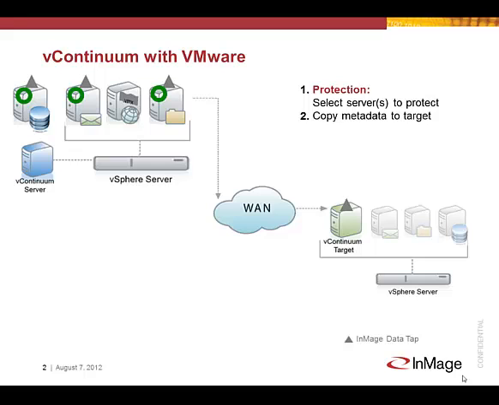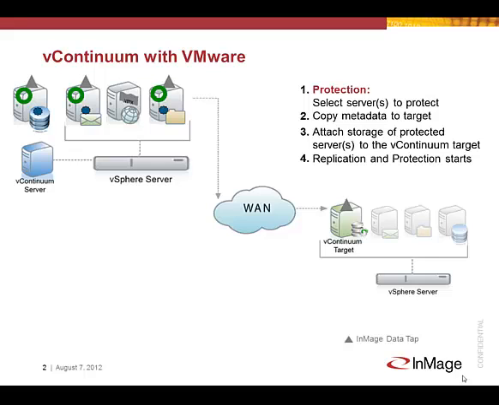There is a vContinuum target machine there that acts as a master target server where we attach all the storage from the servers which you are protecting. At this point, the day-to-day operation is to collect the differential sync information and replicate it down to that master target server.